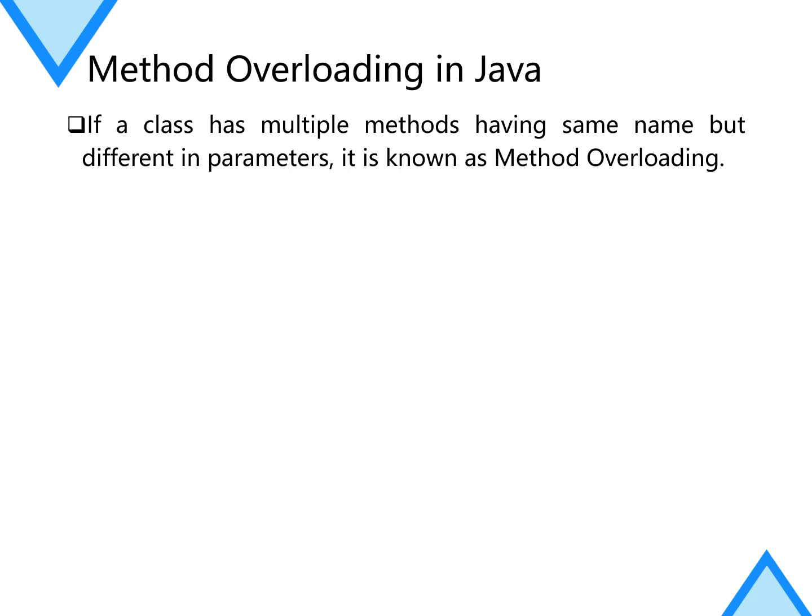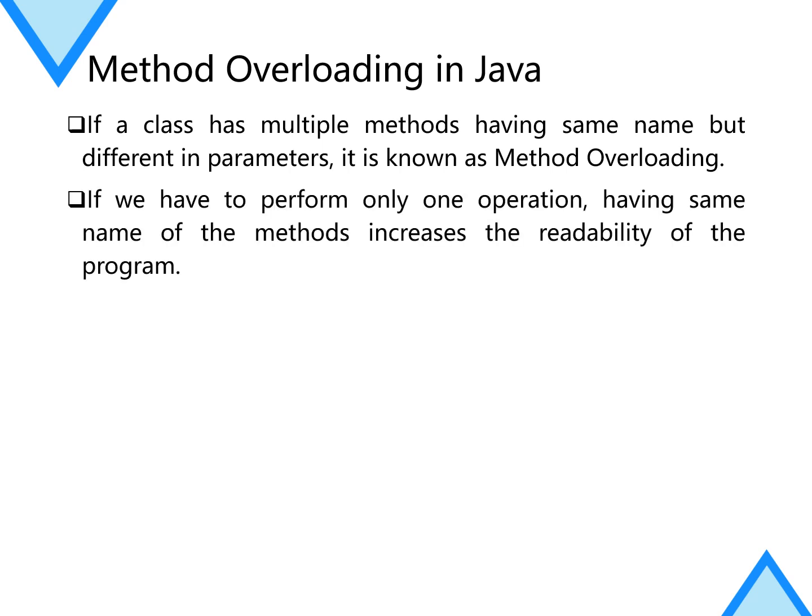If a class has multiple methods having the same name but different parameters, it is known as method overloading. Method overloading can be implemented in the same class, so even if we have a single class, we are still able to implement method overloading. What is the main benefit of method overloading? The answer is it increases the readability of the program.